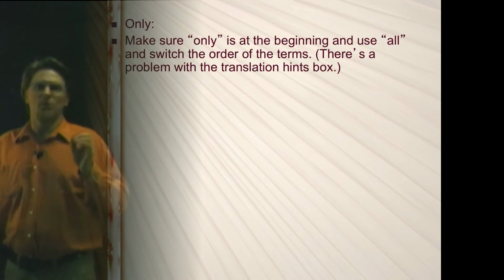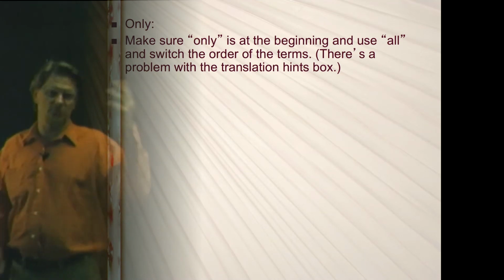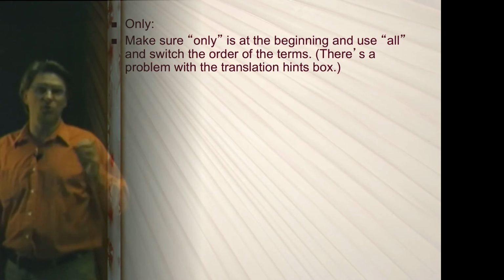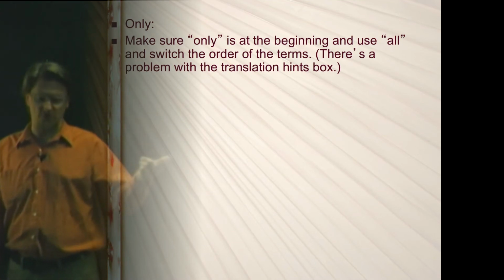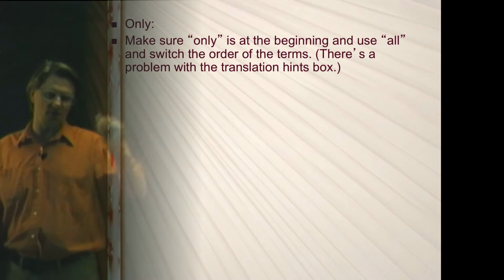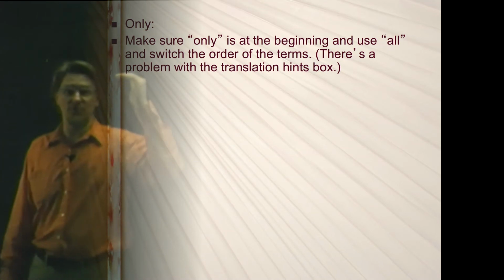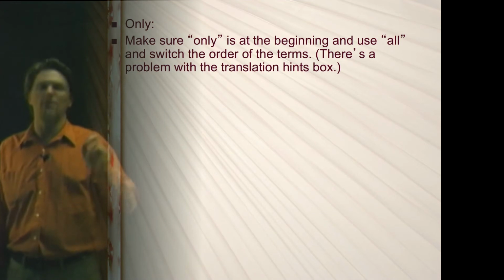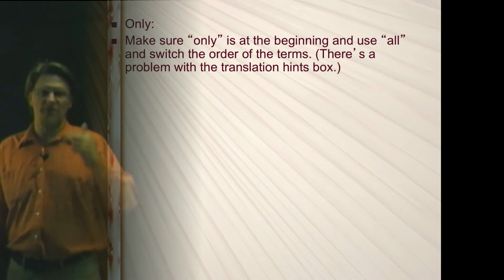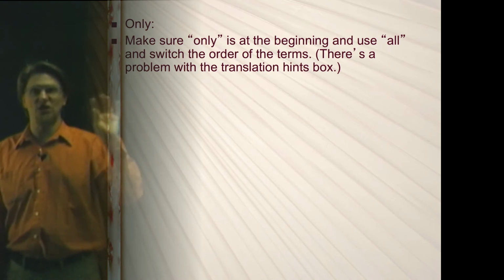All right. So we'll move next to the words only and then the only. And so just to come up with the basic scheme here, remember that that word only appeared on that list way back when. So make sure the word only is at the beginning of the sentence and use the word all then and switch the order of the terms. Now, as I indicate here in the parenthetical comment, there is a problem with the translation hints box on this account. And so I'll get to that after I cover both only and the only, all right? But just a little warning there. But the scheme here, the plan is when you see the word only, make sure it's at the beginning of the sentence, then turn the word only into all and switch the order of the terms.